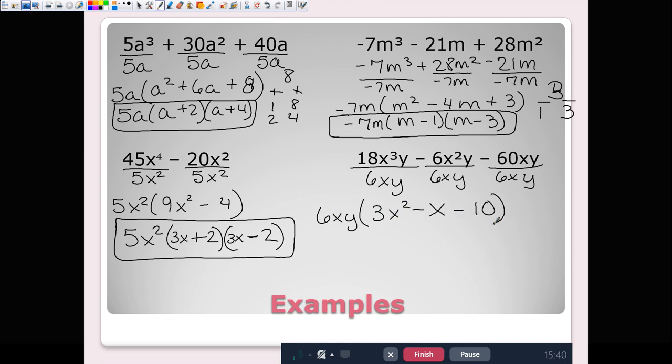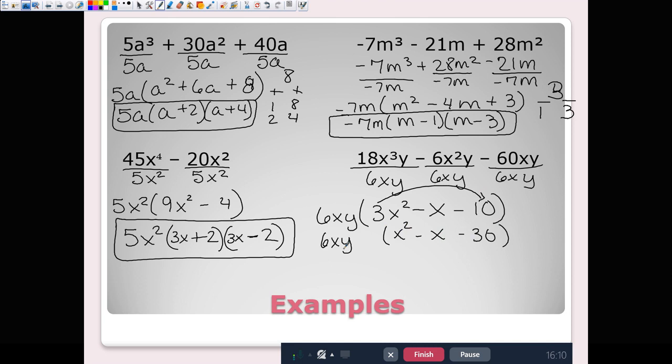Okay. How many terms do I have on the inside? 3. Okay, so what method am I going to be using? ax squared because there's an a. So I need to multiply a times c. Okay, so that's going to be 30. We're going to rewrite our problem. I'm going to make sure my 6xy stays on the outside up there. So I'm just going to keep writing that down every single time I make a step.